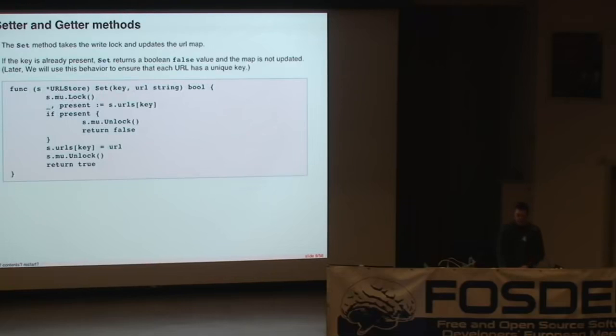So first we take the write lock, and then we extract, and then we find out whether key is present in the URL map. And if it is present, we release the lock and we return false and bail out. But if it isn't in the map already, we can store the URL under key, and then we can unlock the write lock and return true. Now, this is a little verbose, and it could be cleaner.